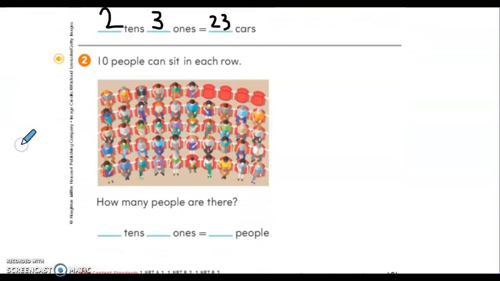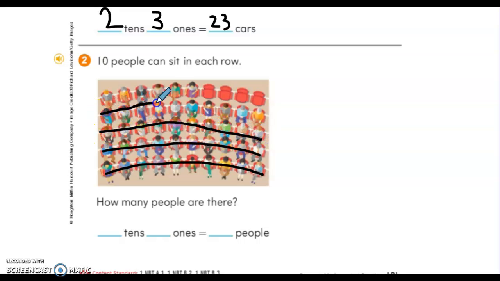Okay, similar situation here. Now we're talking about how many people there are. So it's still saying that 10 people can sit in each row. So here we can see this is 10 people. And here's another group, 10. 10. And this one's not full, so that's not a group of 10.